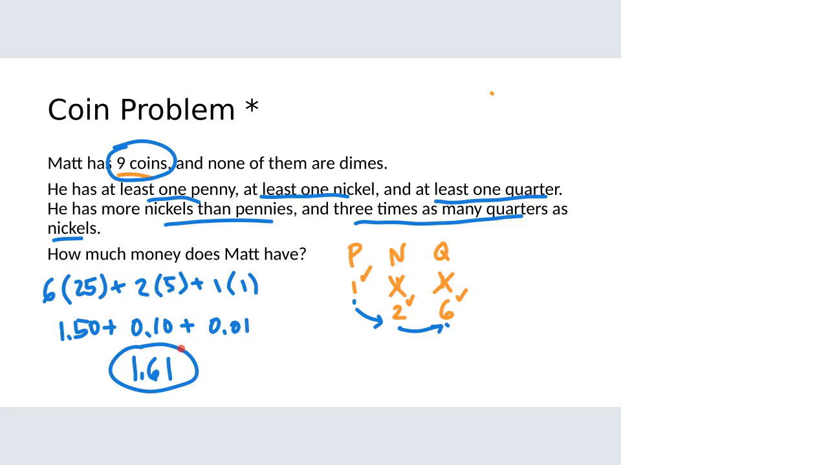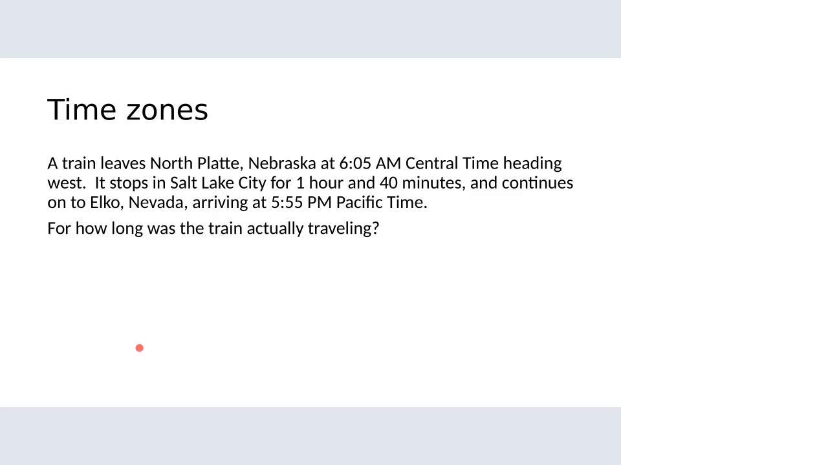Okay, here's something a little different. A train leaves North Platte, Nebraska at 6:05 a.m. Central Time heading west. It stops in Salt Lake City for an hour and 40 minutes and then continues on to Elko, Nevada, arriving at 5:55 p.m. Pacific Time. For how long was the train actually traveling?